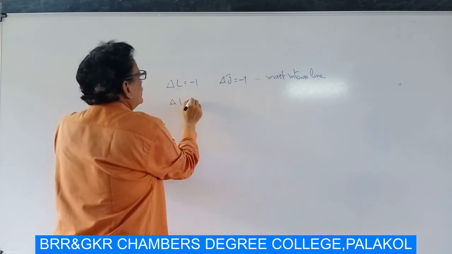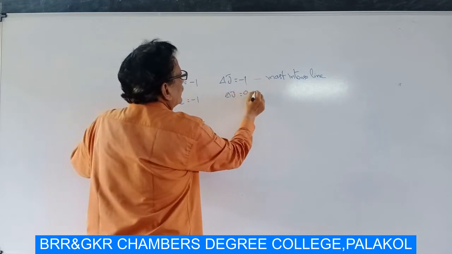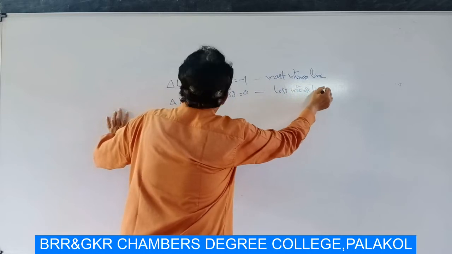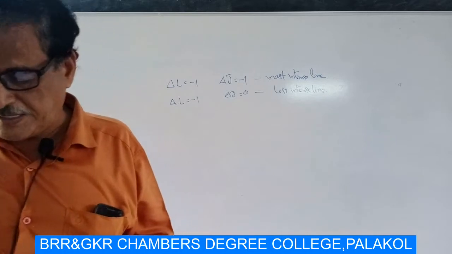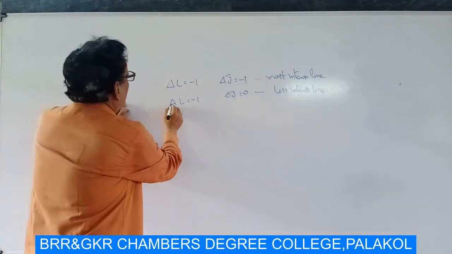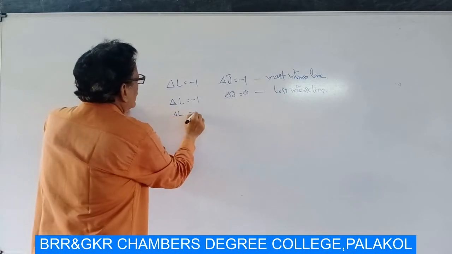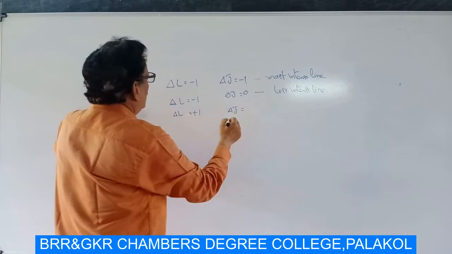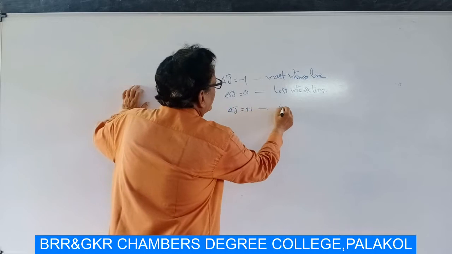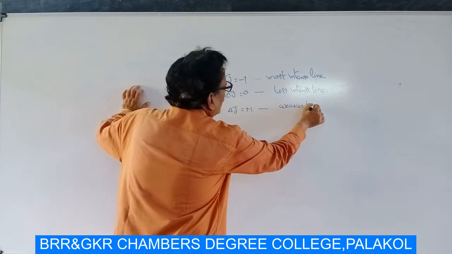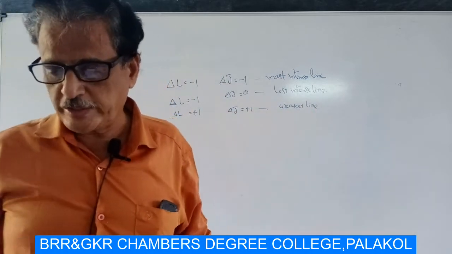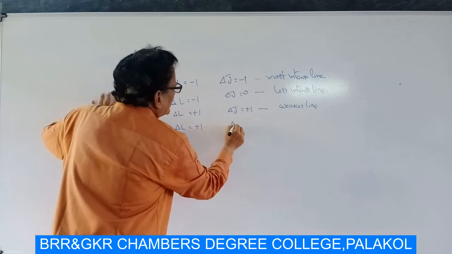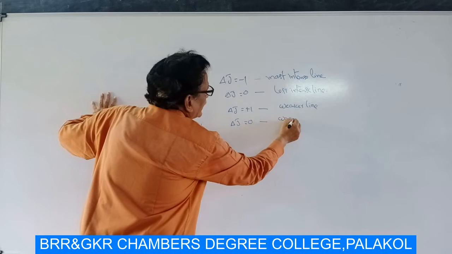Delta L is equal to -1 and delta J is equal to 0 gives a less intense line. And then +1 to +1 gives a weaker line. If delta L is equal to +1 and delta J is equal to +1, we get a weaker line. Similarly, delta L is equal to +1 and delta J is equal to 0, here also we will get a weaker line.